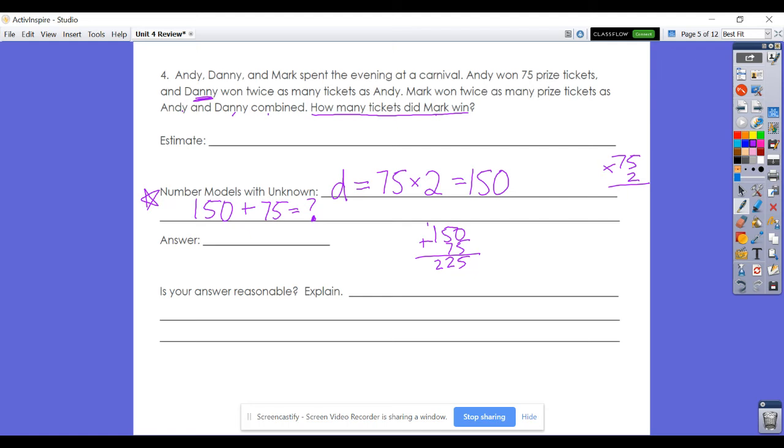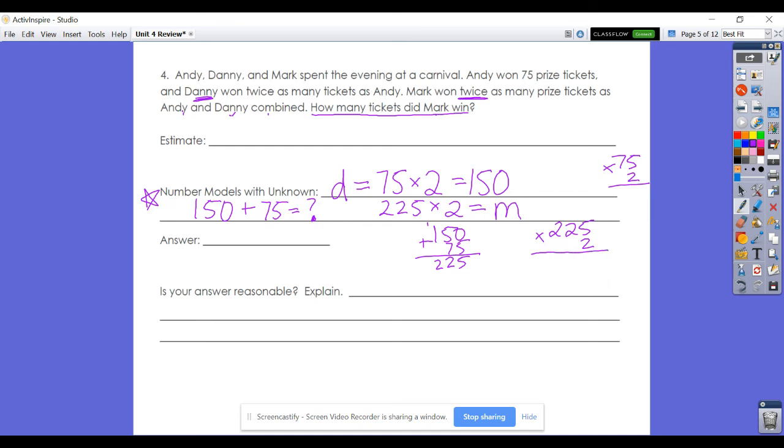to get 225. And my final step, though, I'm not done because I combined Andy and Danny, but look, Mark won twice as many as that. So I have to take now this 225 and multiply that by 2. And that's finally going to give me Mark's total tickets. So let me write that off to the side. I want you to solve it and play back when you know the answer.